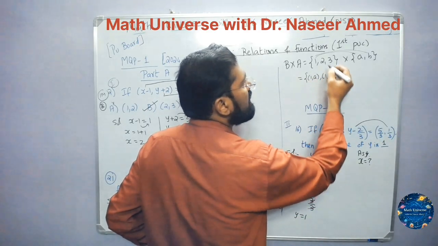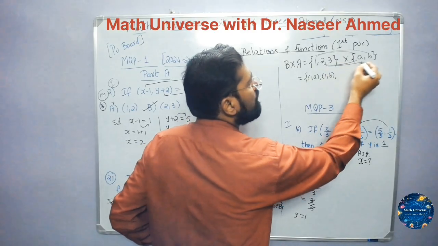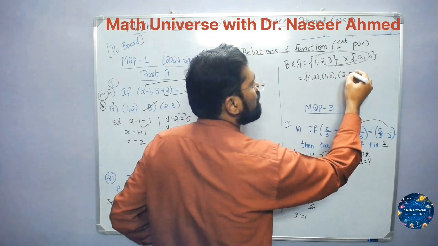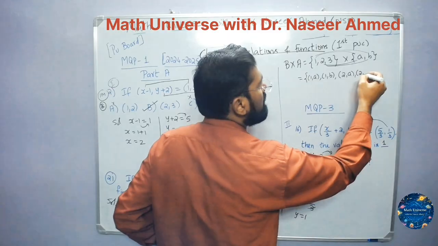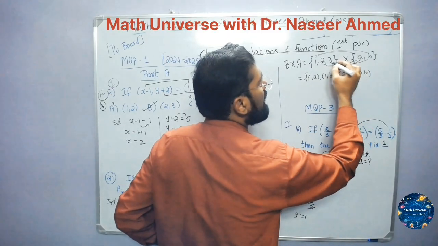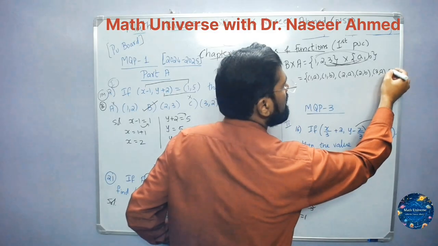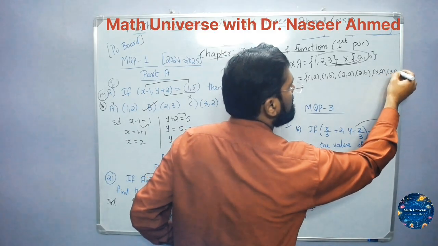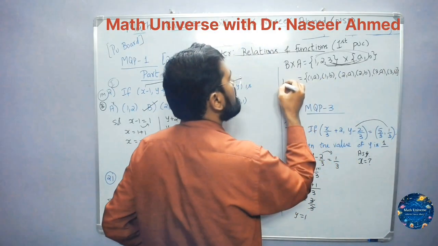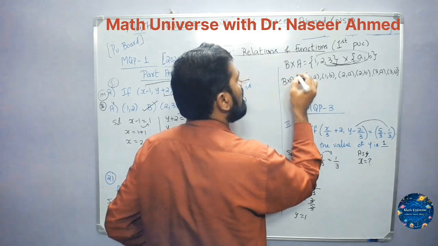Next (2, a), (2, b). Lastly, (3, a), (3, b). That's it. This is B cross A.